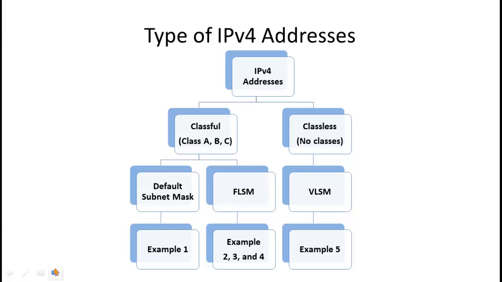This is our third lecture of IP version 4 addressing and subnetting series. Plan of our series is given in this slide. In first lecture, we have discussed that IP addresses can be divided into two broad categories, classful and classless. While in second lecture, we solved example number 1, where default subnet mask is used. In this lecture, we will work on example number 2, where fixed length subnet mask is used.